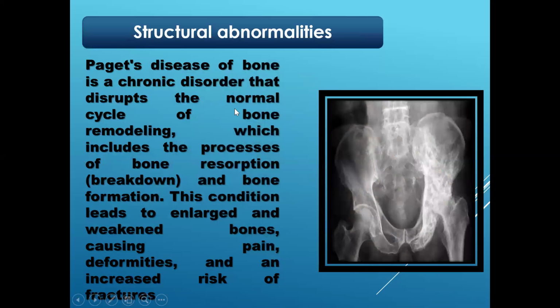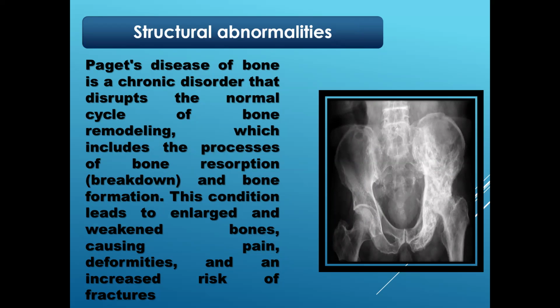Another structural abnormality that, if someone had it in life, the person might likely come down with osteoarthritis is the condition known as Paget disease. Paget disease is a disease of the bone. It is a chronic disorder that disrupts the normal cycle of bone remodeling. You know, when bone does what's called remodeling and resorption, that is the process of breaking down a particular bone and forming a new bone.